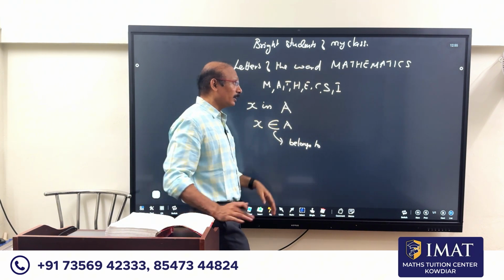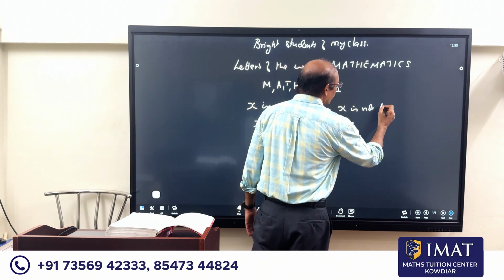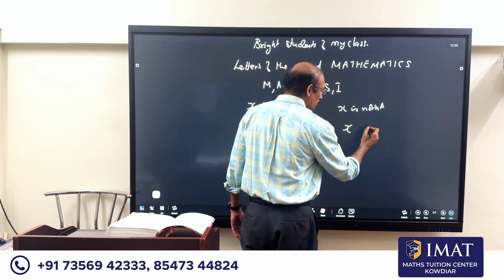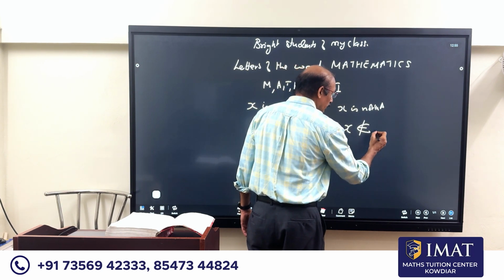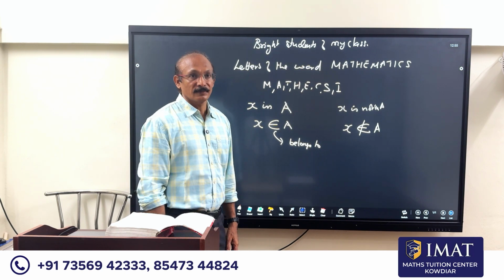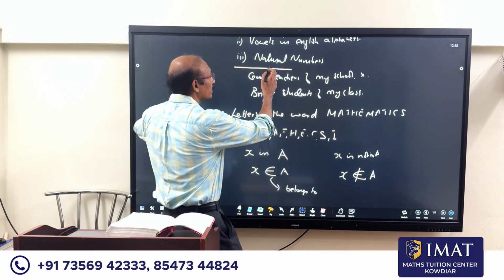Suppose X is not in A. If you say X is not an element of A, or not in A, you write X, then the belongs to symbol, cut it, and then write A. It means X does not belong to A. Hope this is clear. So once again, just revisiting the definition.